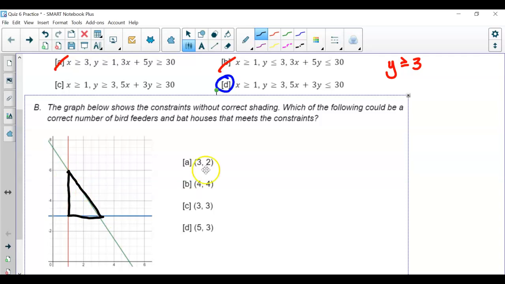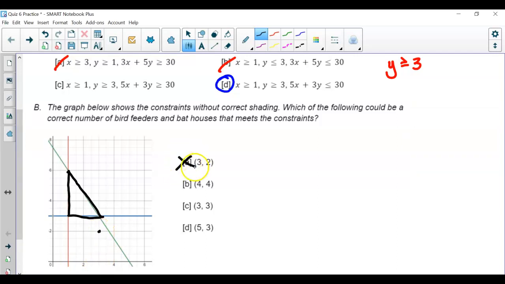So for example, 3, 2. Is the point 3, 2 in that shaded region? So 3, 2 is right here. Nope, it's just outside of it. 4, 4. Well, that's right here. Nope, outside of it. 3, 3, right here on one of the corners. So technically, yes, it's a solution. Let's check 5, 3. 5, 3 is here, which is not a solution.